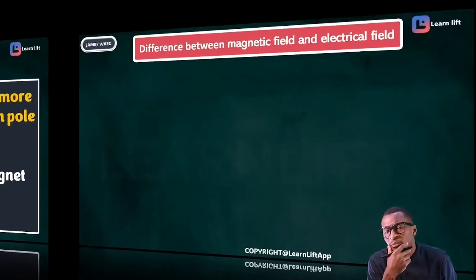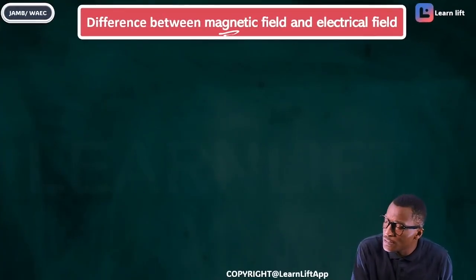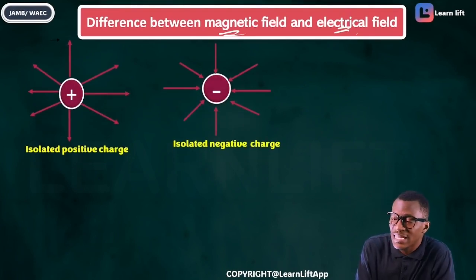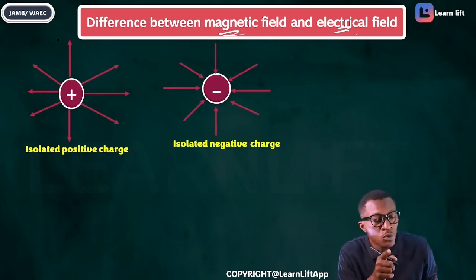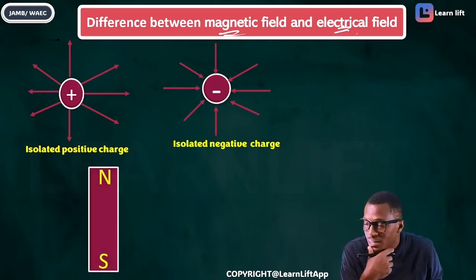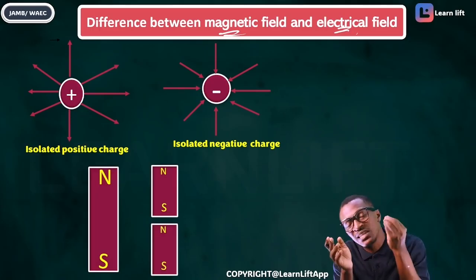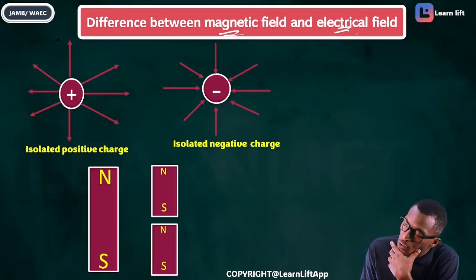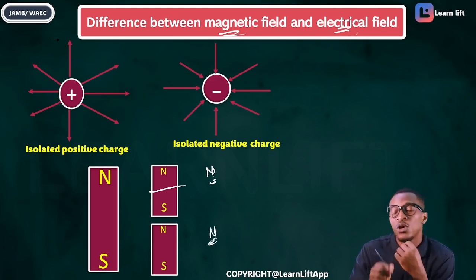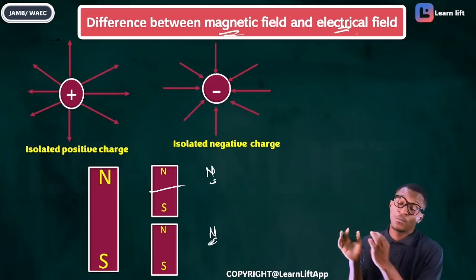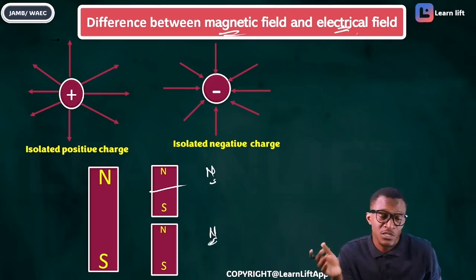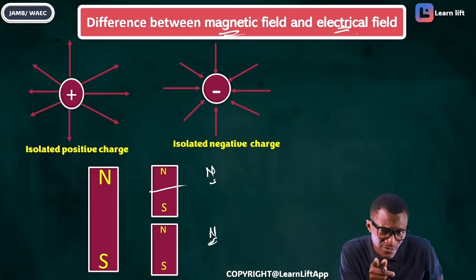Now, let me give you a mental picture of that. Difference between magnetic field and electric field. This is an isolated positive charge. You can see it's on its own. This is an isolated negative charge on its own. But for a magnet, it is not so. Are you seeing this? A magnet, we cut it into two. We have north and south. Even if you cut these two, you're going to have north and south. Cut these two, you're still going to have north and south. So you can never have an isolated north pole. But in an electric field, you can have an isolated positive charge and an isolated negative charge. That's one difference between magnetic field and electric field.